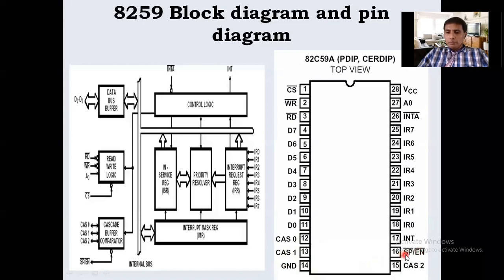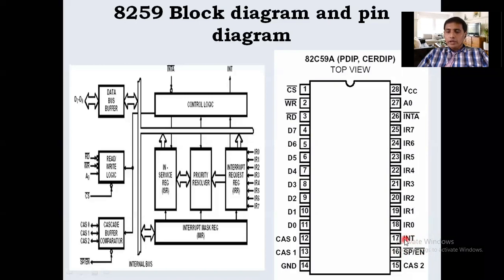This is important. SP bar is slave program bar / enable bar. Whenever pin number 16, SP bar / EN bar, is connected to ground, then the corresponding 8259 acts as a slave. Means we are activating the slave. In order to make the 8259 a master, SP bar / EN bar is connected to VCC, nothing but 1, and then the corresponding 8259 acts as a master. Whenever it is connected to ground, the corresponding 8259 acts as a slave.